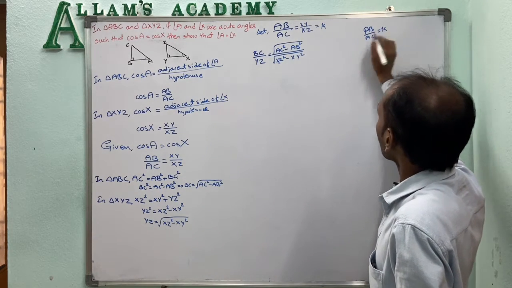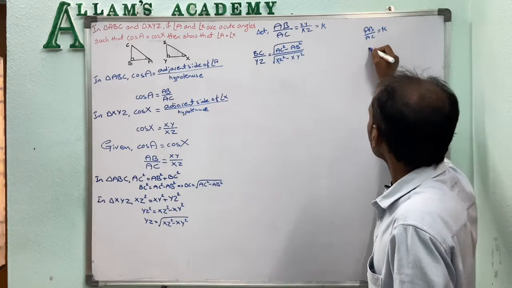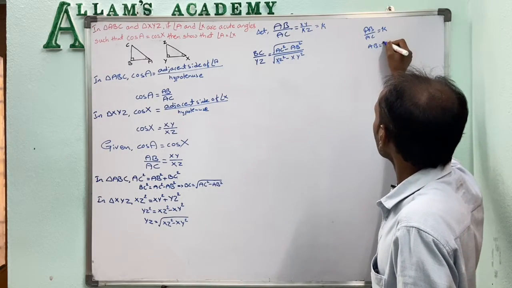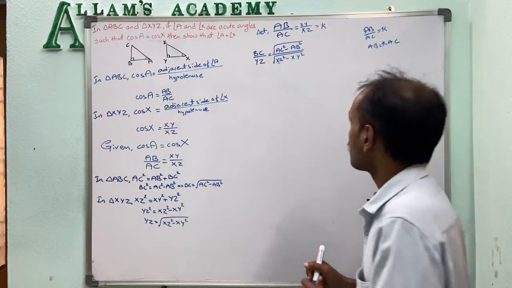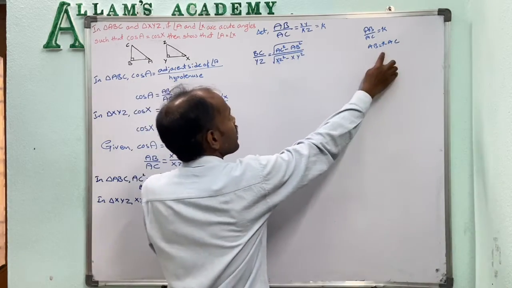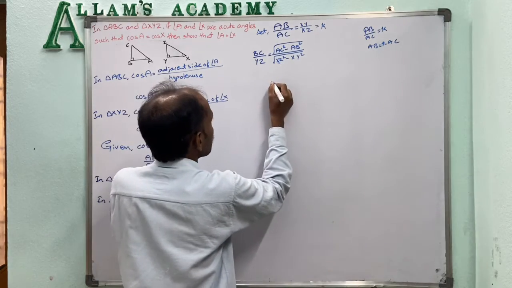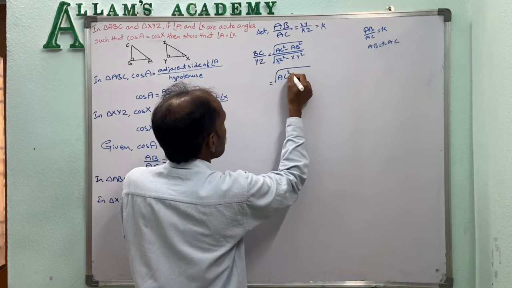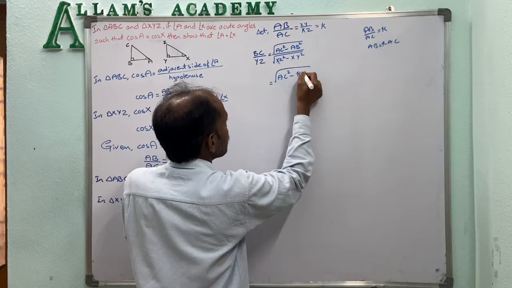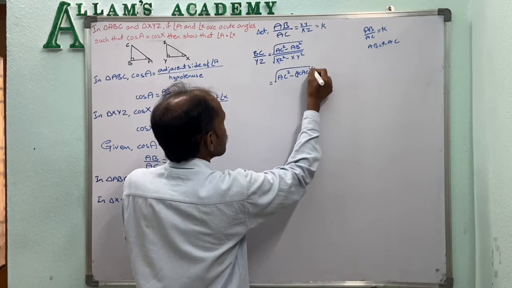Okay, now here if we take AB by AC equal to k constant term, then AB equal to, we can write, k into AC. So in the place of AB, writing k into AC, that equal to under root AC square minus k into AC whole square.